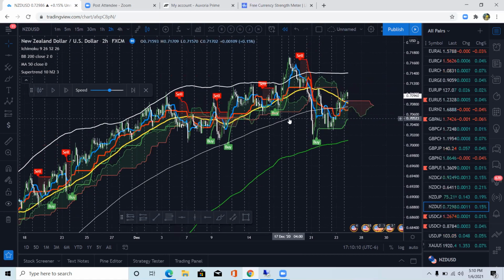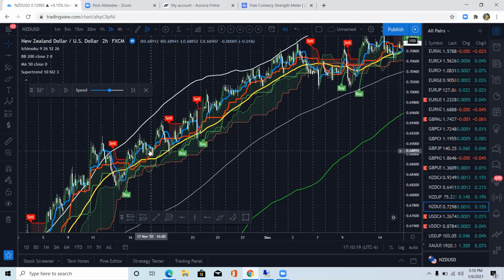So what you want to do is find charts that have a clean look like this. You want this to show up on your charts where you have a buy here, it's above the moving average, and it's above the clouds. So with all of that, you have a very strong area.